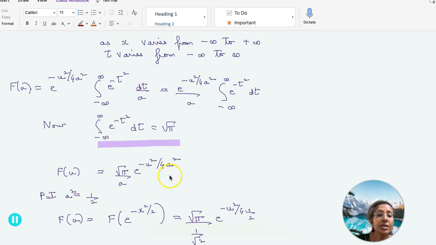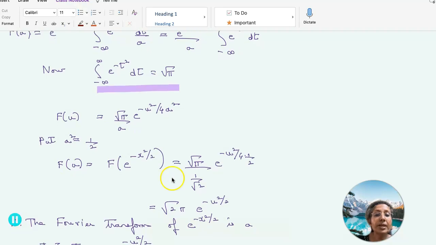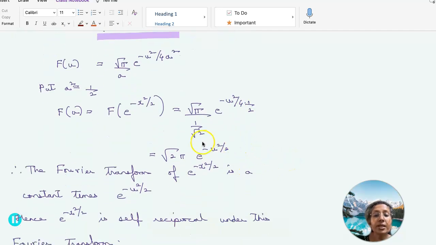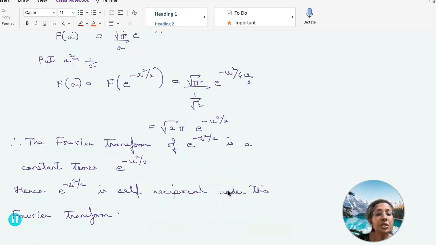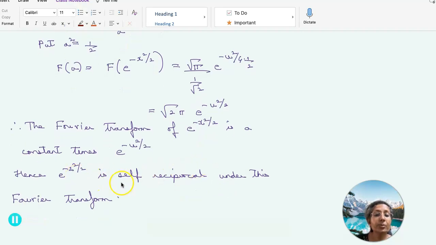Now if I put a squared as half, we get F of u will be F of e raised to minus x squared by 2. And that will be root pi by 1 by root 2, a will be 1 by root 2, e raised to minus u squared by 4 into half. So this becomes root 2 pi e raised to minus u squared by 2. So the Fourier transform of e raised to minus x squared by 2 is a constant times e raised to minus u squared by 2. That is the meaning of saying that e raised to minus x squared by 2 is self-reciprocal under this Fourier transform.